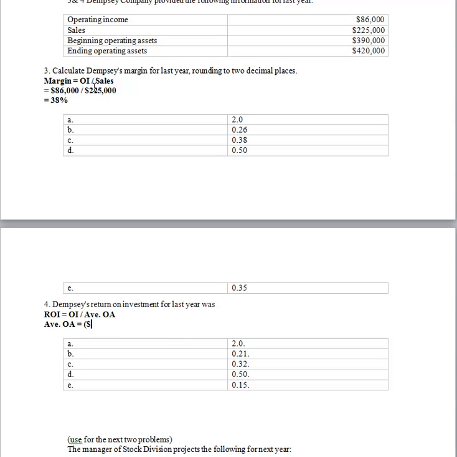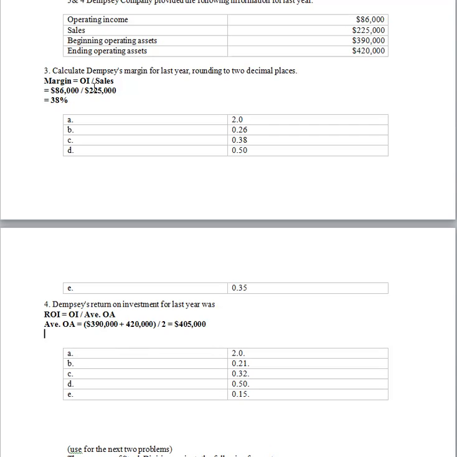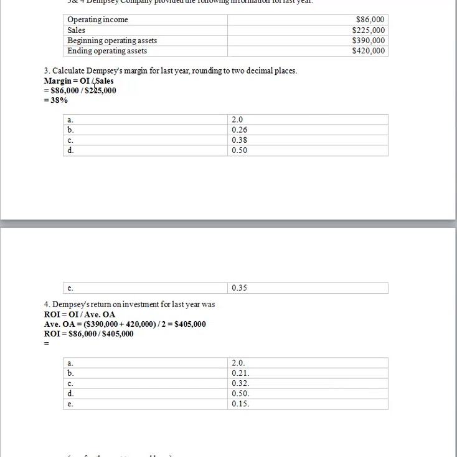To calculate average operating assets, you simply want to take the assets at the beginning of the year, add to them the assets at the end of the year, and divide by 2. So that's going to give you average operating assets of 405,000. Once you have those average operating assets, then you can now calculate the ROI. So you have operating income of 86,000, average operating assets of 405. So that is going to leave you with an ROI equal to 21%. So your answer on number 4 is B.